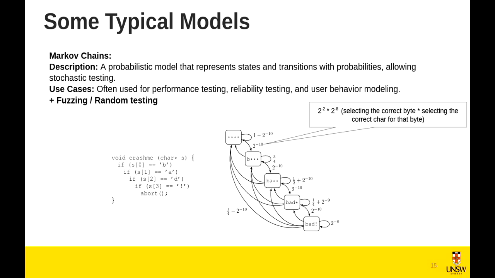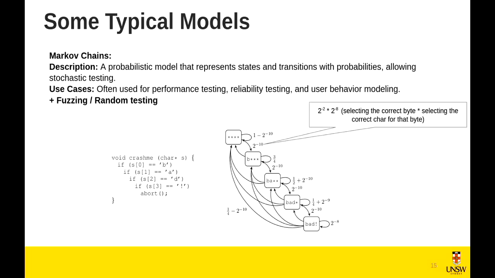The reason is that if we try to jump from this state to this one here, we have to make the first byte the letter B. And we need to do it in 2 steps. The first step is to choose the correct byte to change. Choosing the correct byte is 1 divided by 2 to the power of 2, 1 divided by 4 actually, because we have 4 bytes. And that is 2 to the power of minus 2.